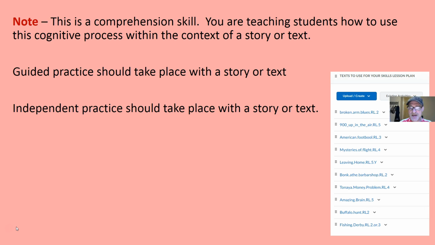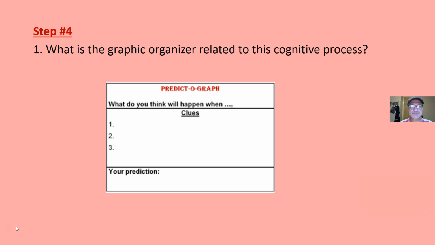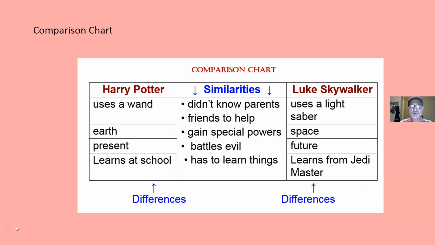When you teach it, model it, you want to model it with some sort of text. What I do often when I'm teaching and modeling, I use a fairy tale because I can assume that most students have read them, so I can use that to model it within a story. Step 4, what is the graphic organizer? Which one are you going to use? And here are your different ones.